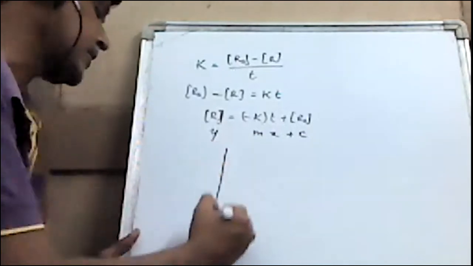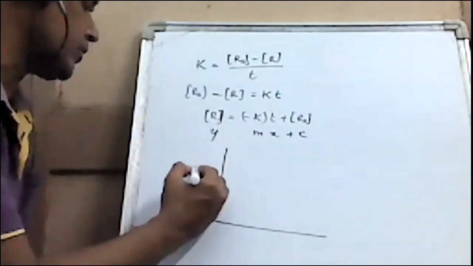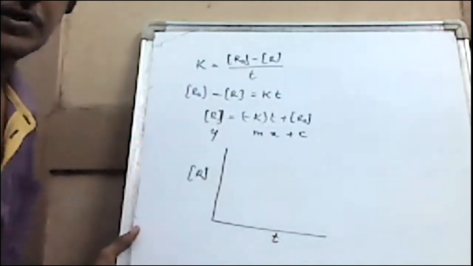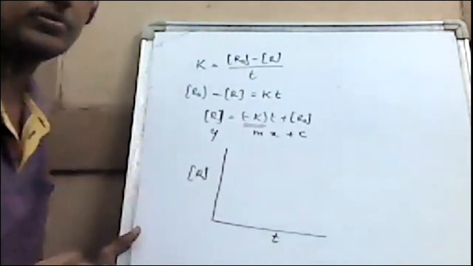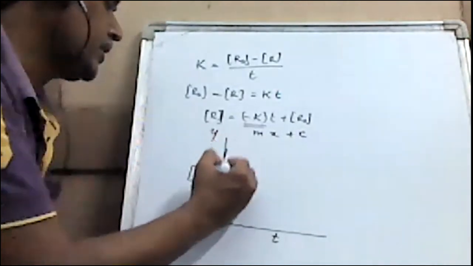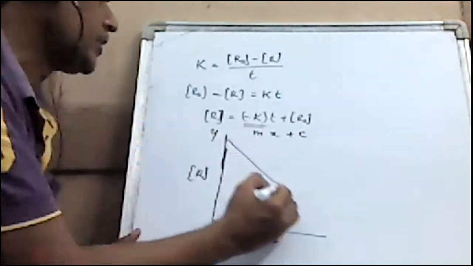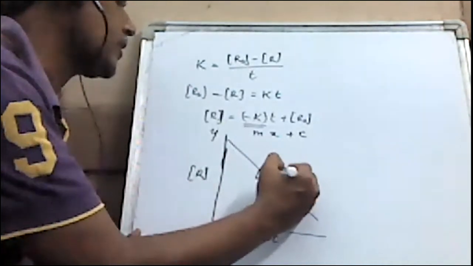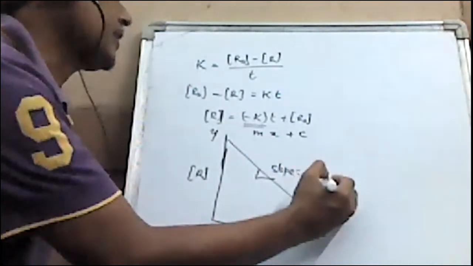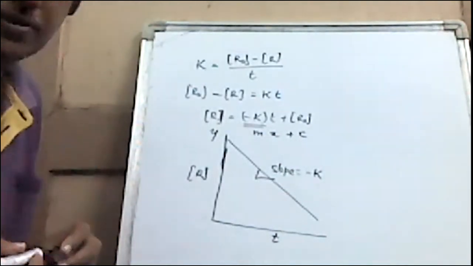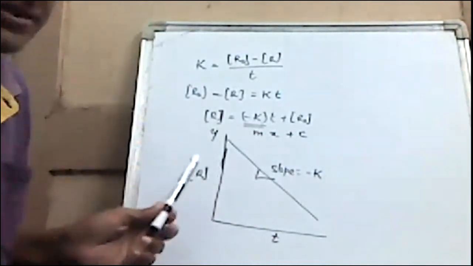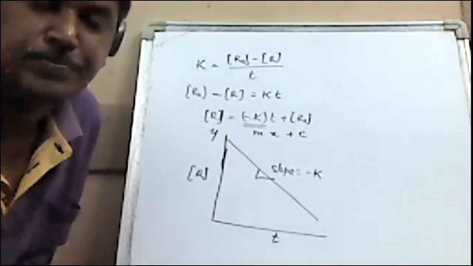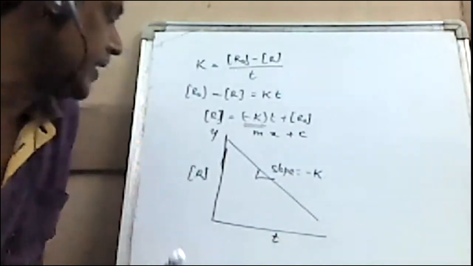Now, if I plot concentration of reactants versus time, what is the slope? This is a negative slope and a positive y-intercept. That's why the plot looks like this, and the slope of the plot corresponds to minus k. So this is another plot regarding zero order reactions.